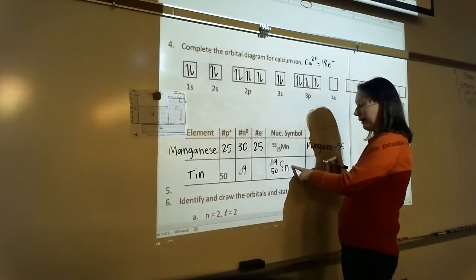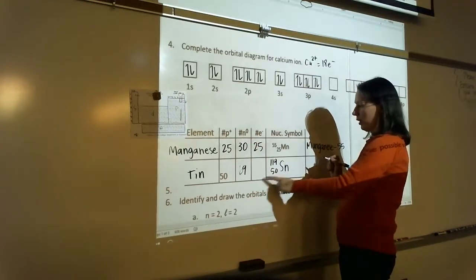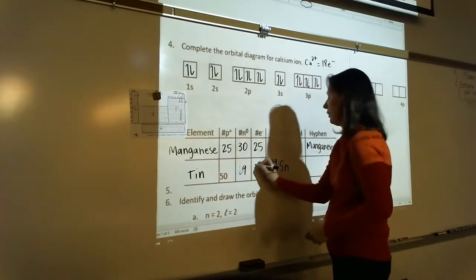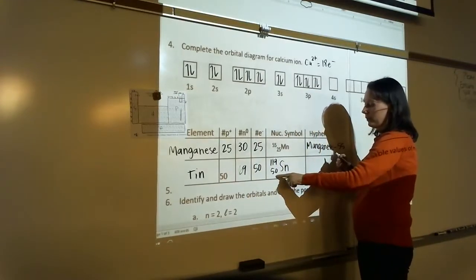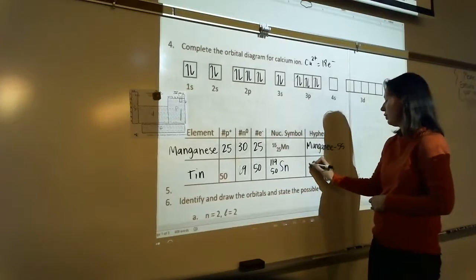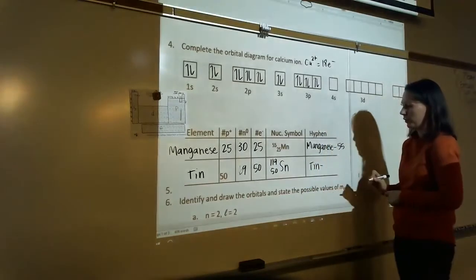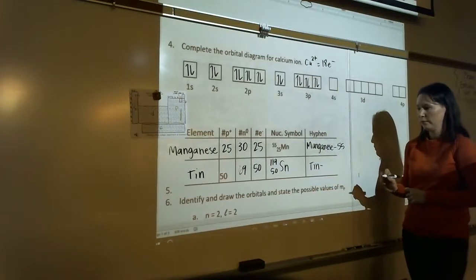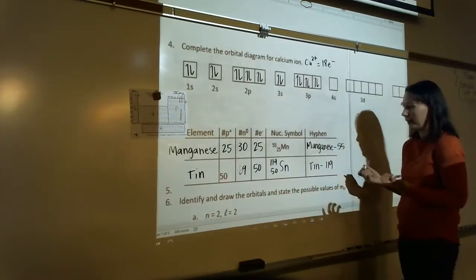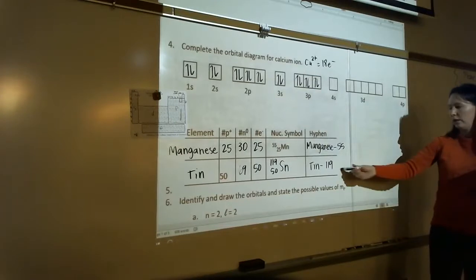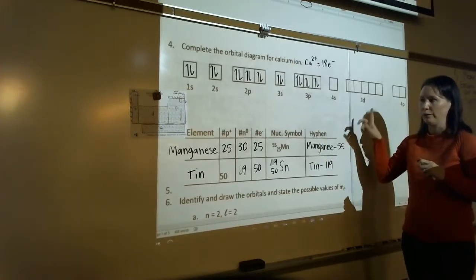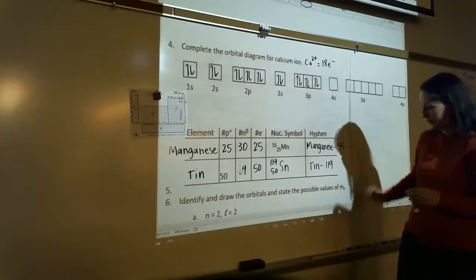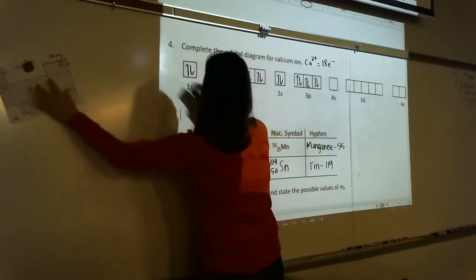69. This is not an ion, right? It's not like it's Sn2 plus. So how many electrons does it have? 50. Again, if it was, say, Sn2 plus, you would subtract. And then for hyphen notation, you would put tin dash 119. Because remember, if we had an isotope that was, say, 120, you'd need to be able to distinguish it. If it was just the atomic number, you'd never be able to tell them apart. Questions on 4 or 5, because they kind of go together, periodic table stuff. All right.